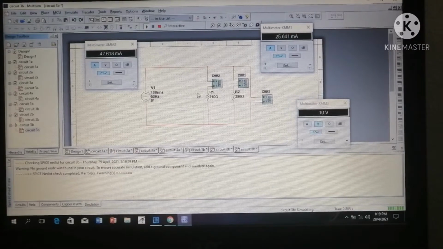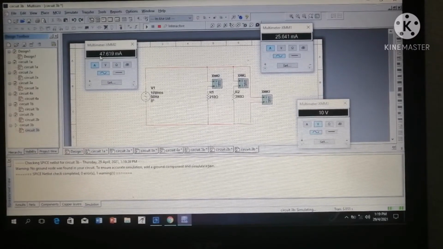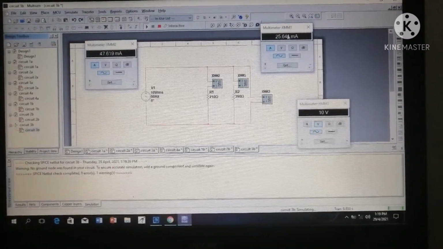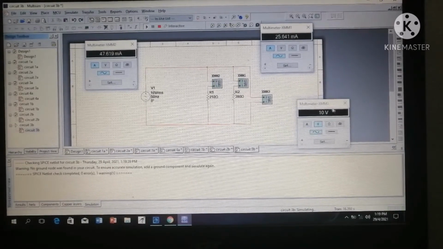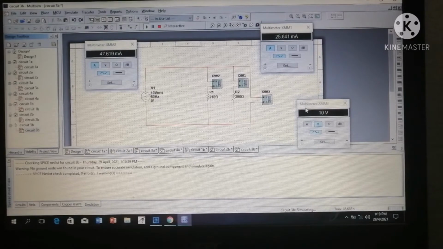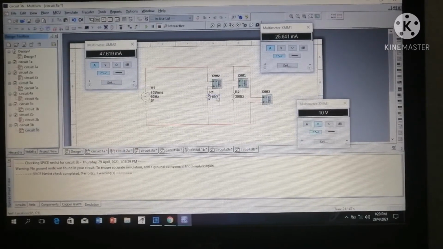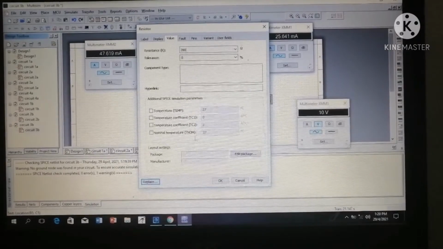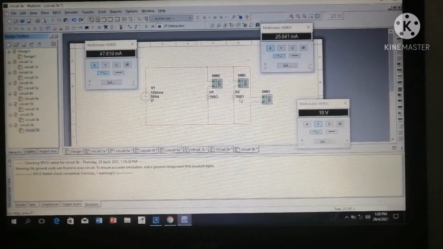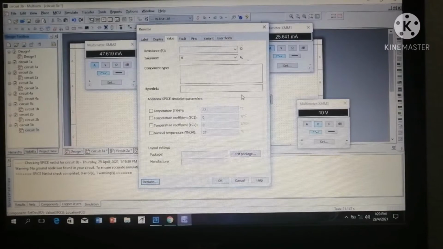Then we get the current for the first multimeter 47.619 milliampere, for the second multimeter 25.641 milliampere, and for the voltage on the third multimeter we got 10 volt. Alright, stop the simulation. Change the value of R1 to 390, and R2 to 470.